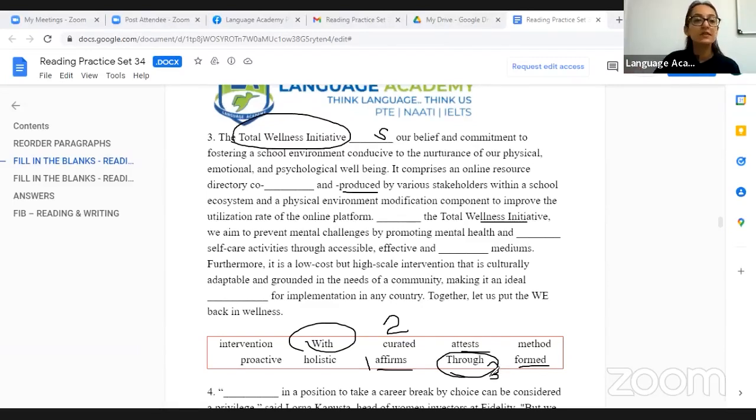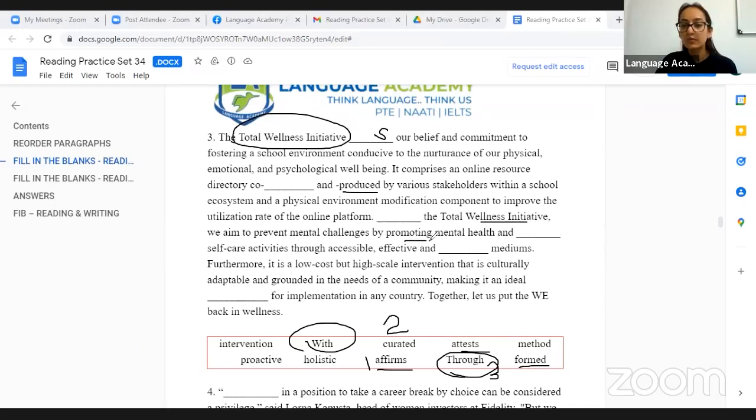With is only with this, like you can use with things, with the help of this stick you can find the whatever. So with is using something and through is following something. So because this is a process, we should go with through. Through this initiative, we aim to prevent mental challenges by promoting mental health and dash self-care activities.